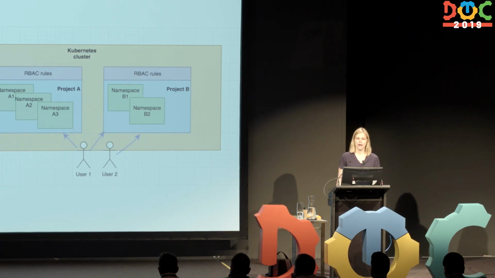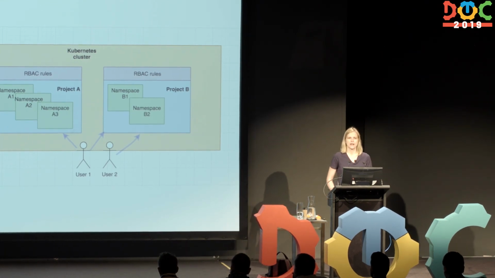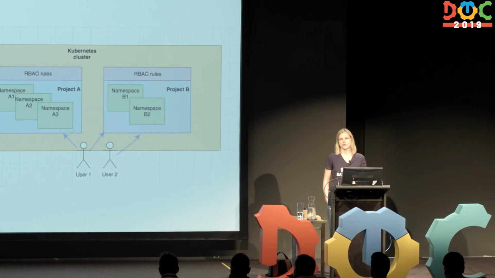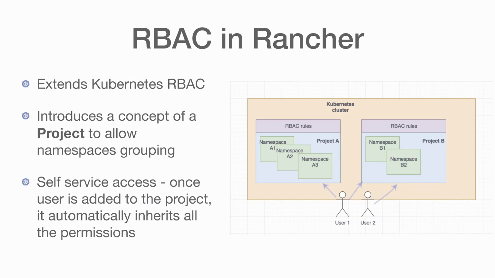All right, so how do you do RBAC in Kubernetes? On the Kubernetes side, RBAC, role-based access control, can be done on two levels. It can be done on a per cluster level, or it can be done on a per namespace level. So there is no in between.